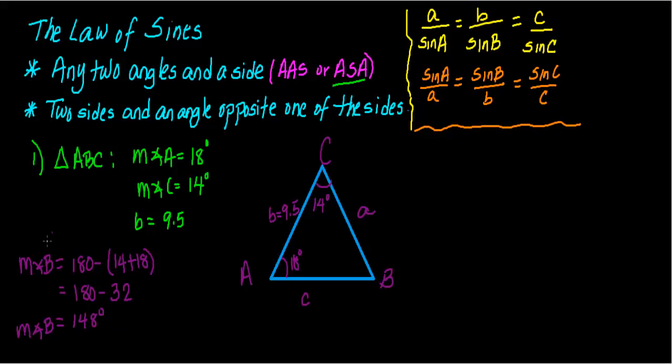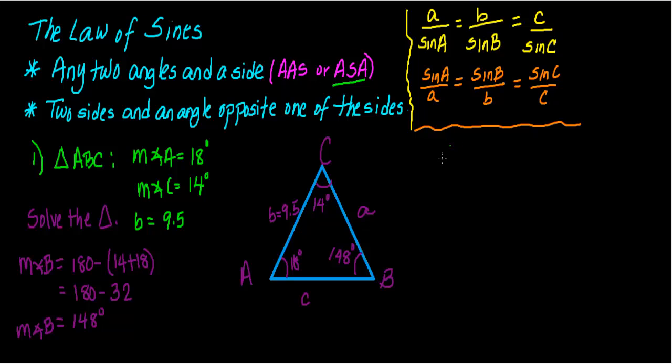And I forgot to tell you, but for this example also we're going to solve the triangle, which means find everything that's missing. Any angle, any sides that are missing, you need to find. Okay, so this angle we just found is 148, and remember, these drawings are not to scale. This doesn't look like an obtuse angle, but it is. Okay, so now we can go ahead and find the missing sides.